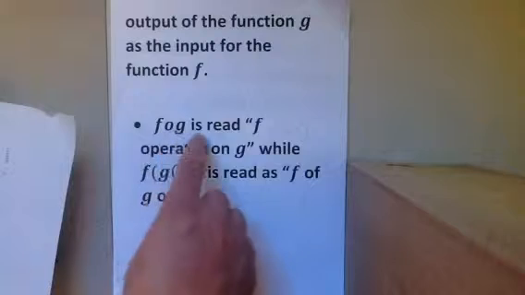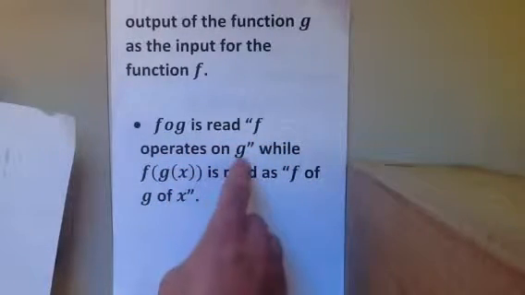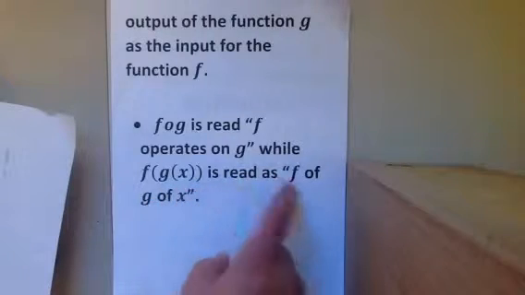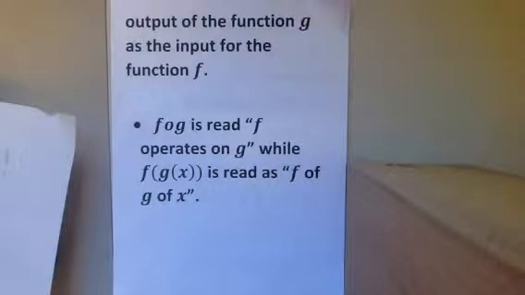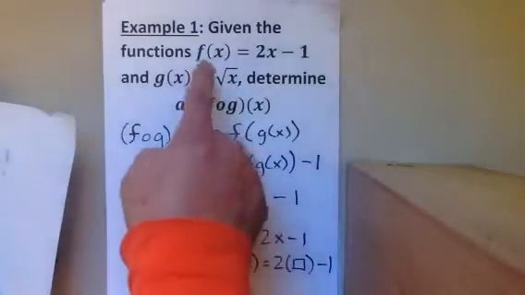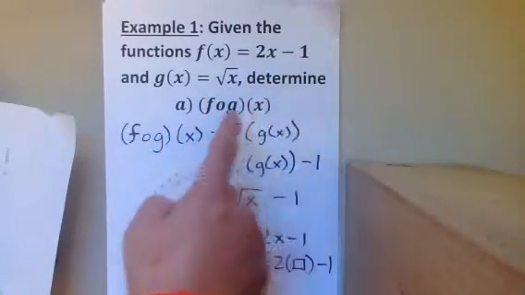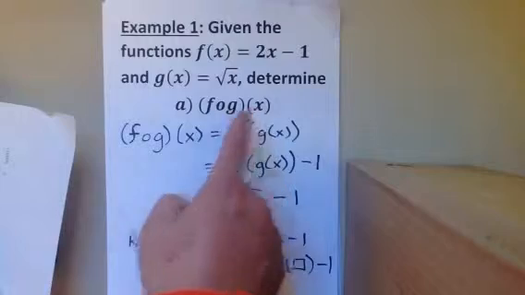So f o g is read not "fog", but "f operates on g", while f of g of x is read as f of g of x. Well, let's see what this would look like in practice. Imagine that we have f of x equals 2x minus 1 and g of x equals root x. We want to determine f of g of x.